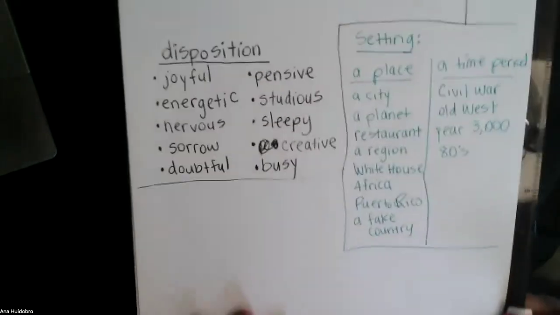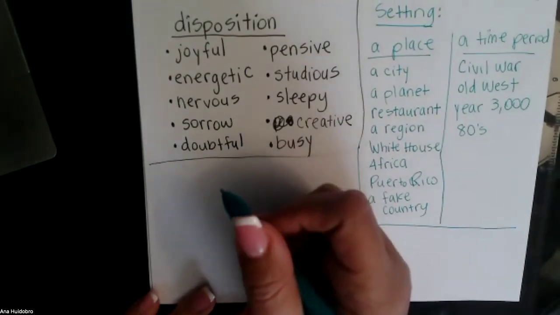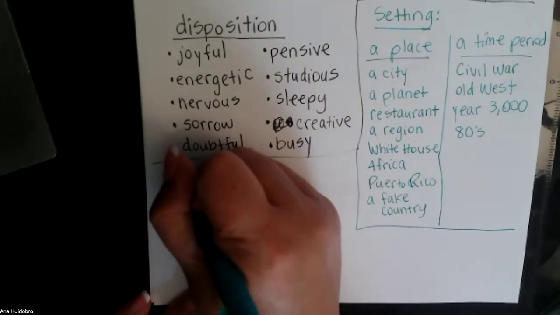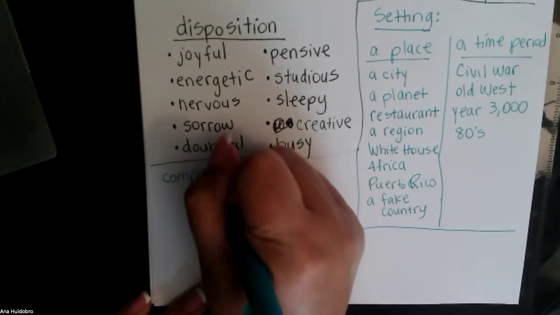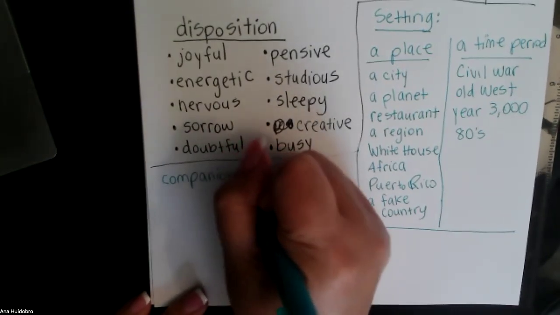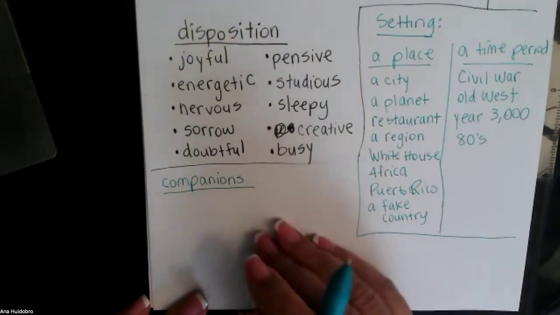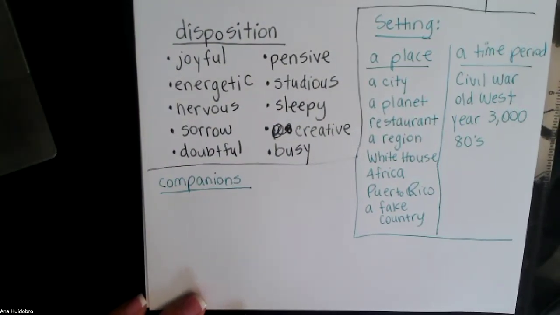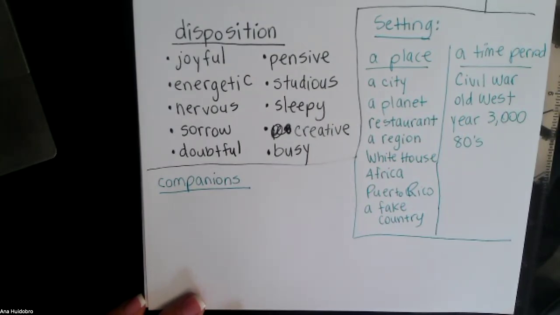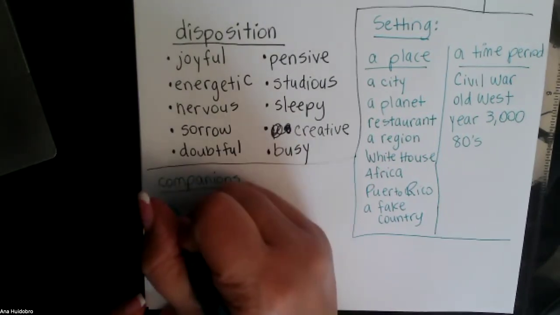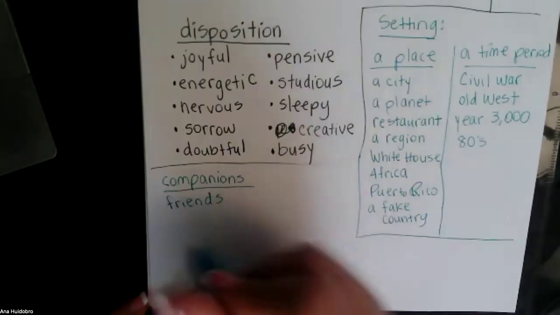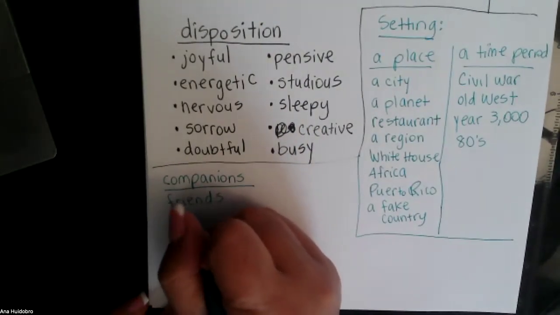Excellent, excellent. Okay, so I'm going to go down here. I'll let you know what I pick in a second, but who are your character's companions? Part of their disposition, part of who they are, is who's around them. Think of most books and stories. Do they have friends? How many? Is there a best friend or a group of friends? So I'm going to put best friend.